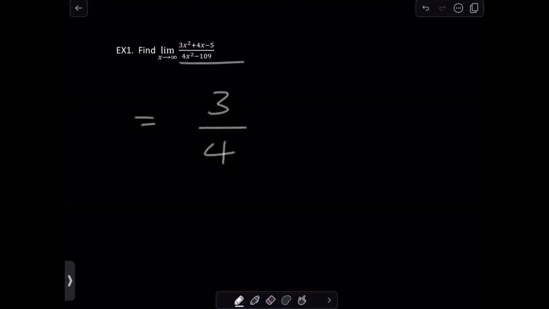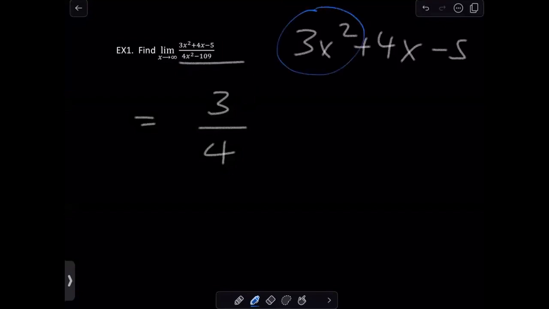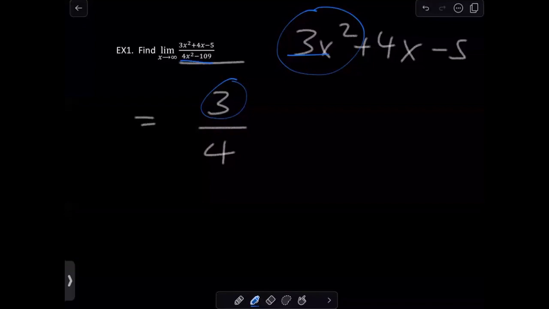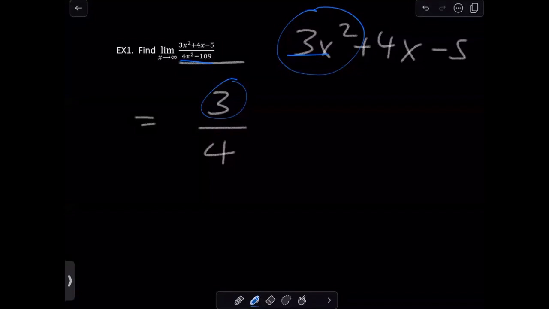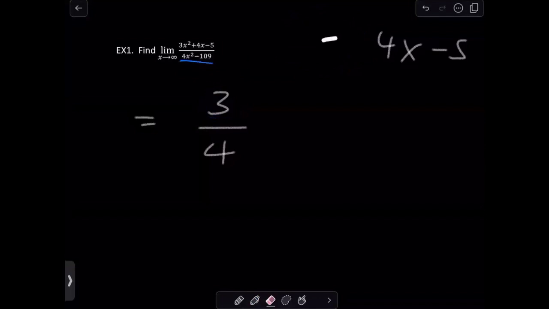Just in case you're wondering how I found the leading coefficients, look at the numerator. We have 3x squared plus 4x minus 5. We know that the degree is 2. Where is that degree found, or what is the term with the highest power? That's the 3x squared. What's the coefficient of this term? It's 3, and that's how I got the leading coefficient. And then you just apply that for 4x squared minus 109. 4x squared is the term with the highest power, therefore the coefficient is 4. That's the leading coefficient. That's how you handle this example. Let's move on.